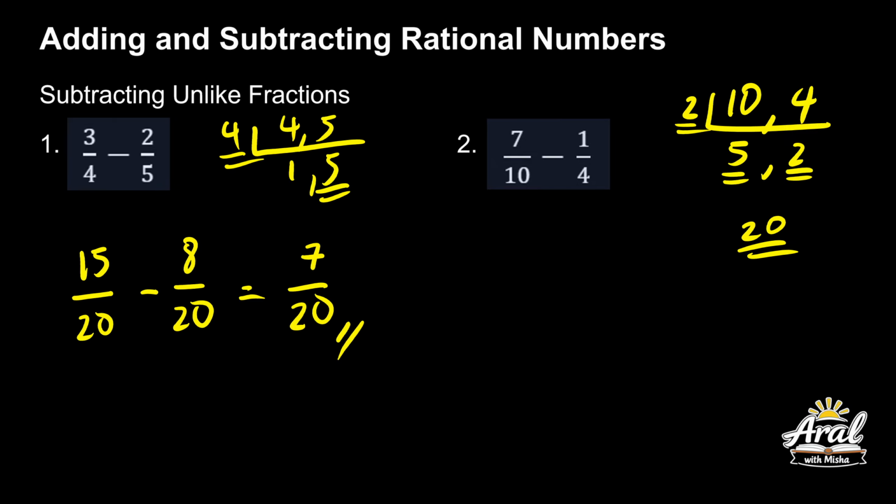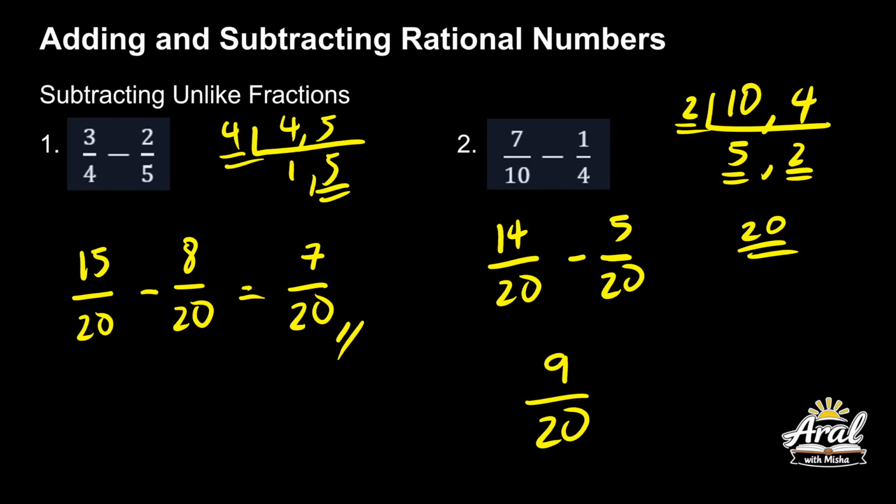Okay? So, in order to get 20, you multiply 20 divided by 10, that's 2. Okay? So, times 2 sa taas, 14. Okay? Minus 20 over 20. Para mag-20 yan, 20 divided by 4, that's 5. So, 5. 14 minus 5, that's 9. Okay? 9 over 20. Is this the simplest form? Yes. So, that's your answer. 9 over 20. Alright?